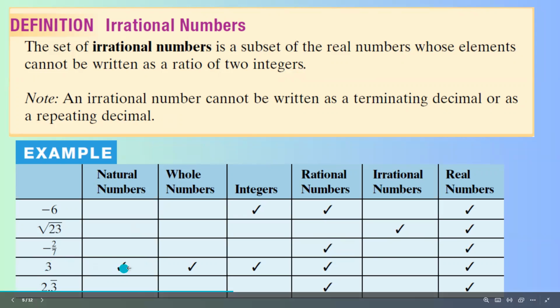Take a look at 3. 3 is basically a counting number, a natural number. Since it's natural, it must be whole. It must be an integer. It must be rational, and it must be real. 2.3 with a little bar on top of it. Not a natural number, not a whole number, not an integer. It is rational. Since it's rational, it cannot be irrational. Since it's rational, it must be real.